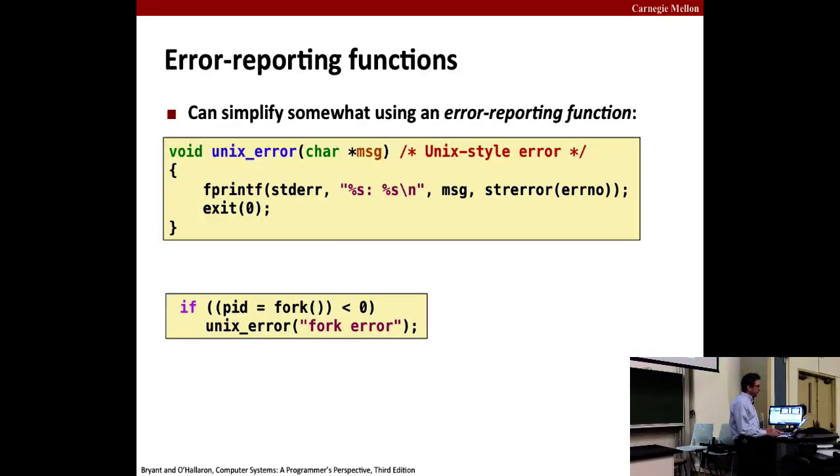So what we'll do to simplify this, in the code that we present to you and in the code that we present in the book, is define error reporting functions. So for Unix style errors, where the function returns -1 and sets errno, if we get that kind of error, we'll print a message and report what that error was before we exit. And then in the code, we can replace the body of that if statement with just a single line. So that makes the code a little tighter.